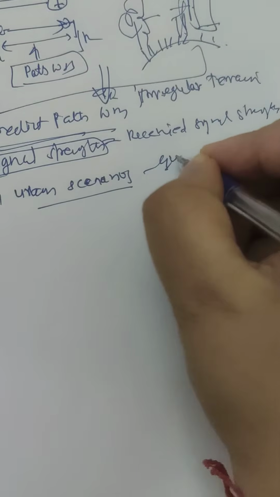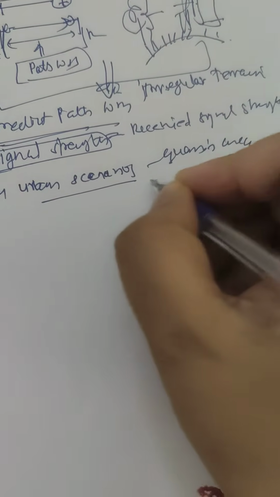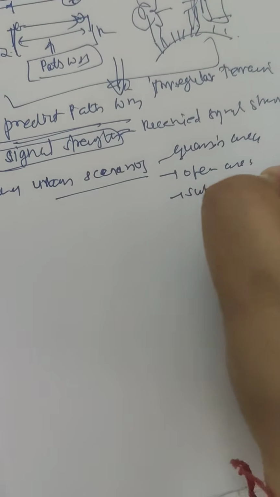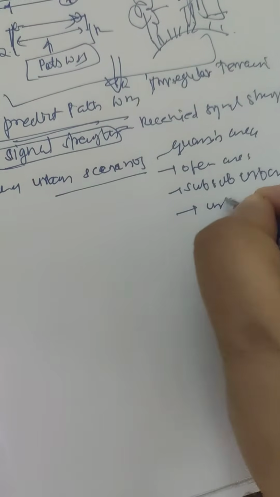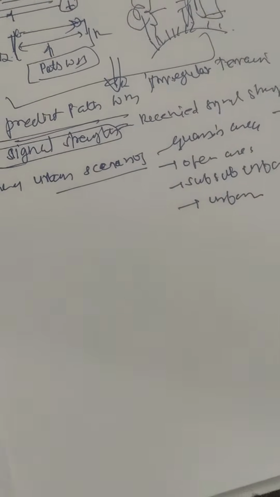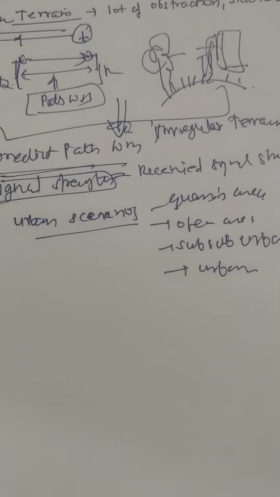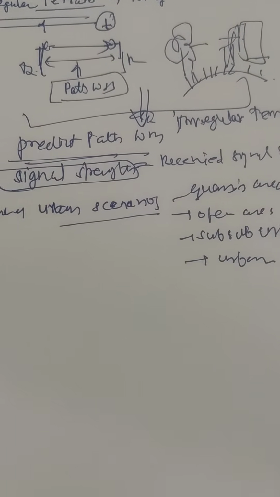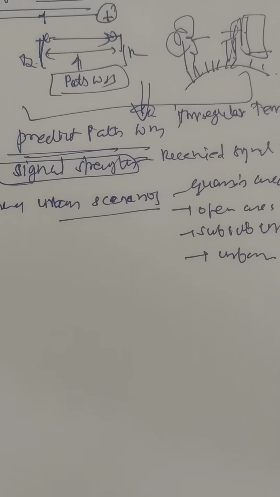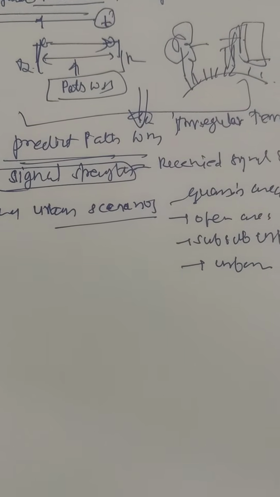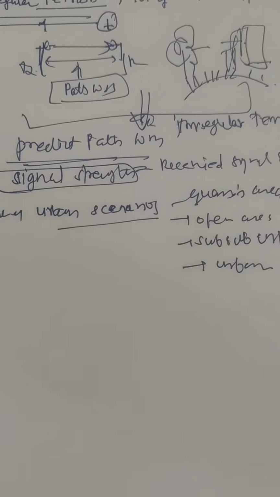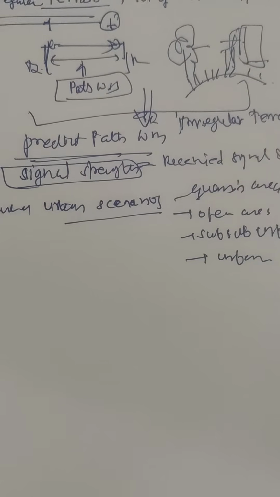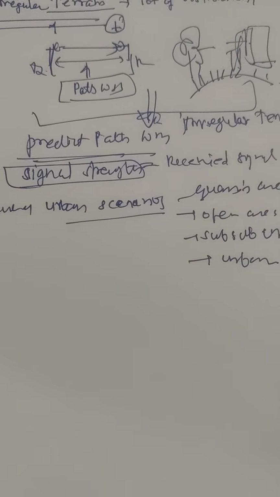There are quasi-open areas, open areas, suburban areas, and dense urban areas. A lot of areas are affected by these factors. The idea behind this propagation channel model, the path loss model, is that we have a more or less accurate prediction of the signal strength at a certain instant.